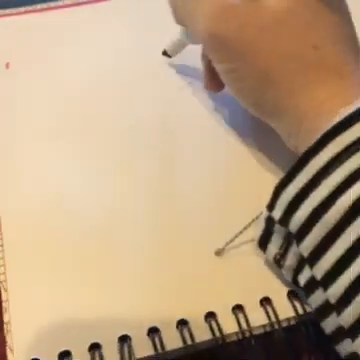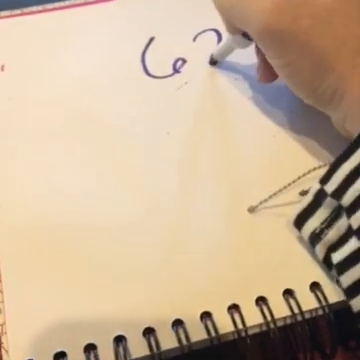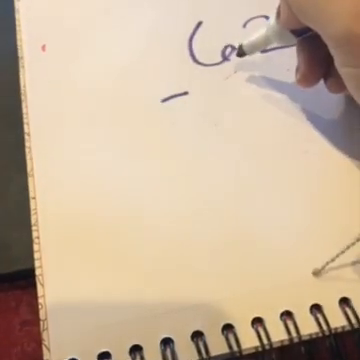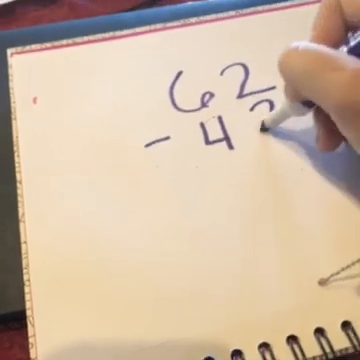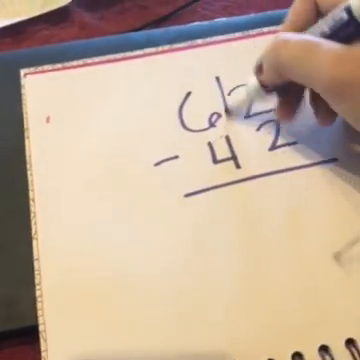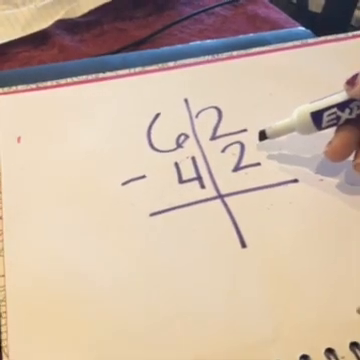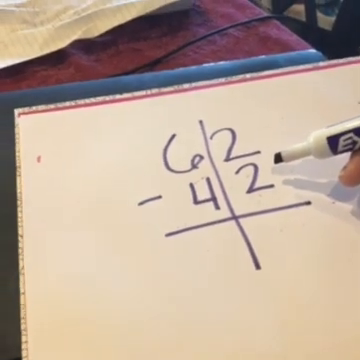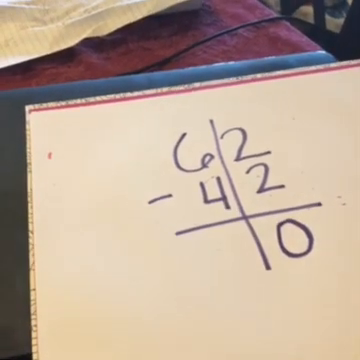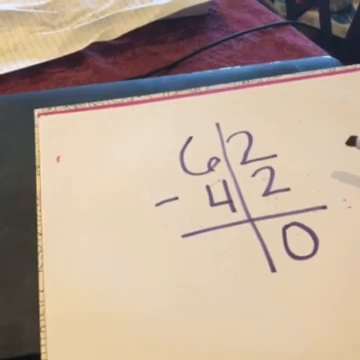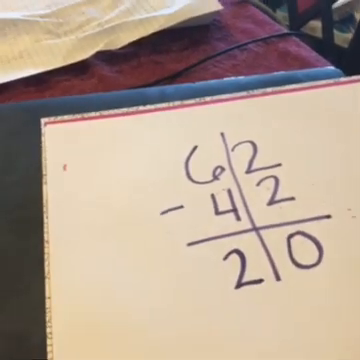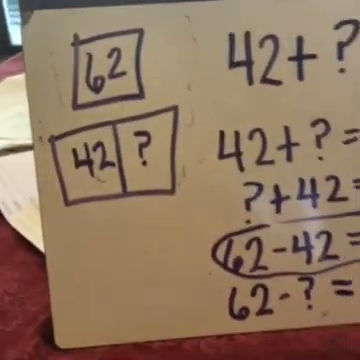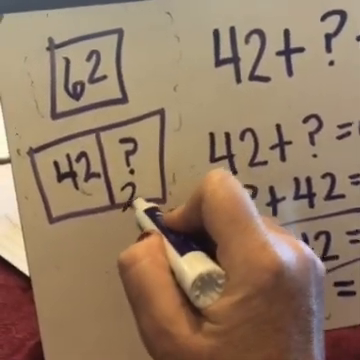I'm going to stack 62 minus 42. Is the big number on the top or the floor? Right, when the number's the same, zero's the game. What about 6 minus 4? 2. So the answer to our mystery here is 20.